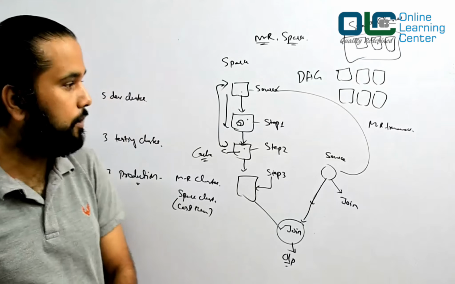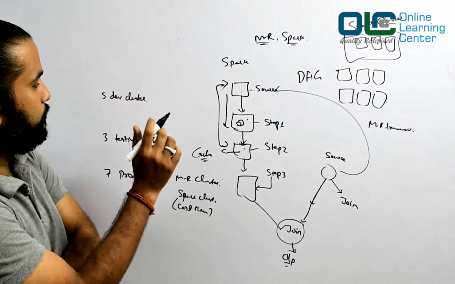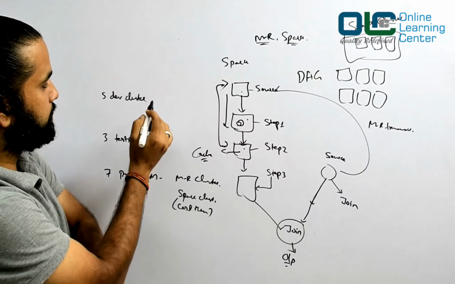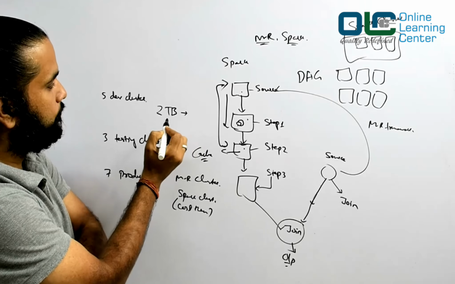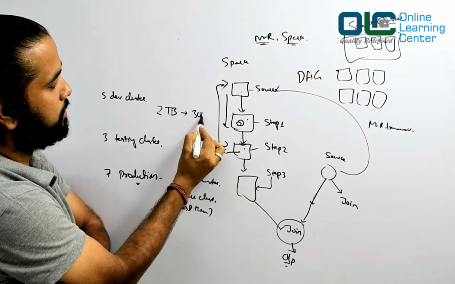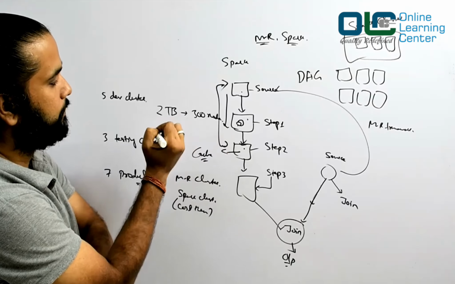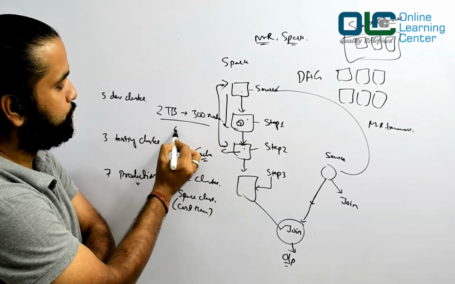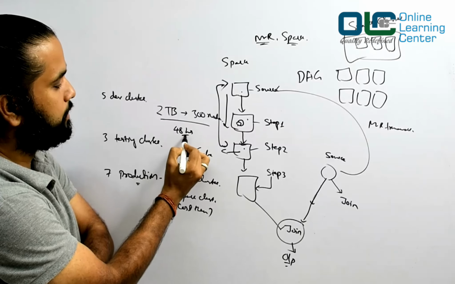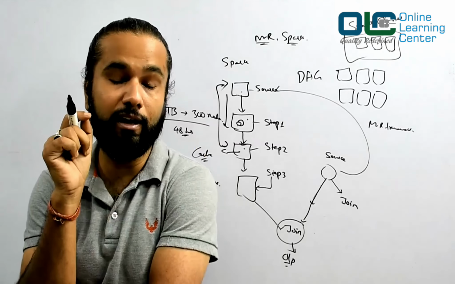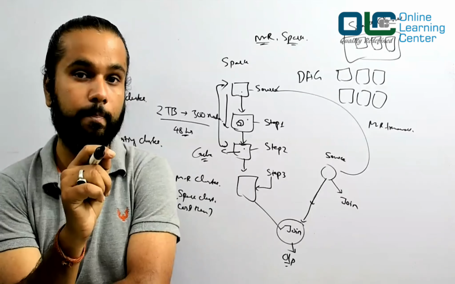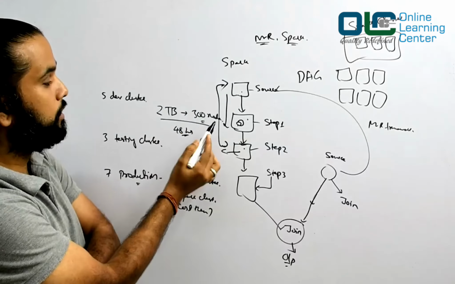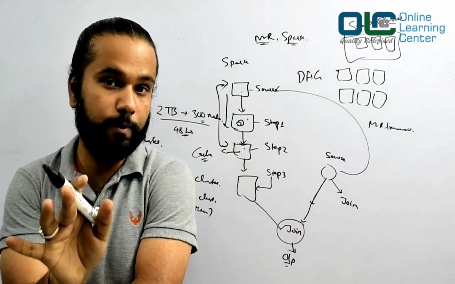For example, when we were processing the data, I'll give you one use case where we were actually processing 2 terabytes of data, okay, and we had almost a 300 node cluster, and this usually used to take 48 hours to complete the job. The reason is because we were doing a lot of things on this data. And when I said 300 node cluster, that's the size of the cluster.